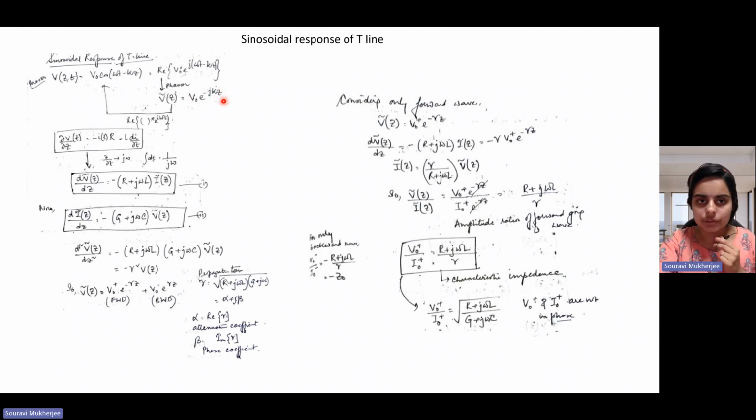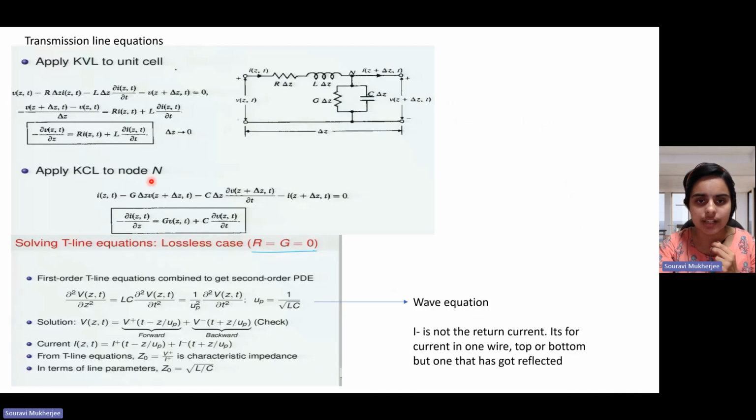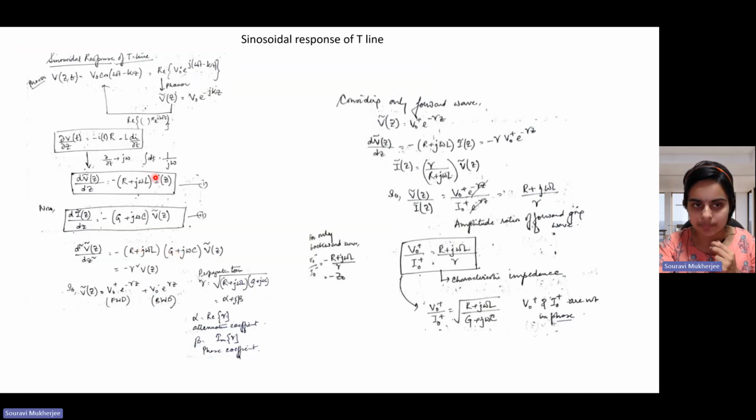Okay. And now if you use that form and use these relations, the derivative with respect to time, if you consider a time dependence of e to the power j omega t, is just j omega, right? And integration with respect to time is given as 1 by j omega. So now if you use these expressions in the equations that we just derived, you would get something like this, right? So from here, you can write your phasor representation.